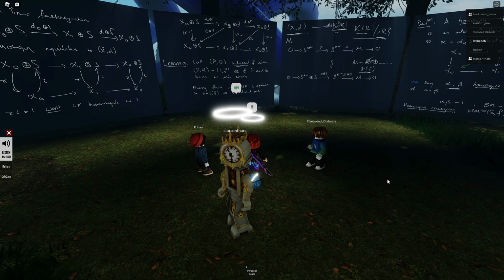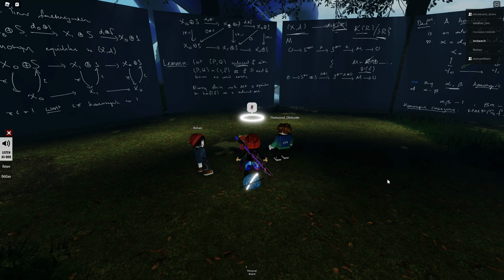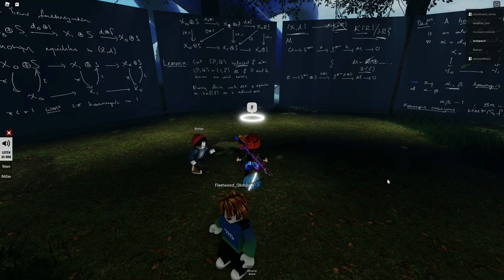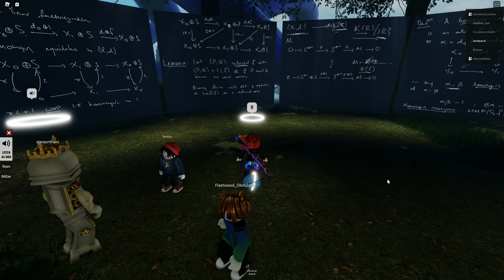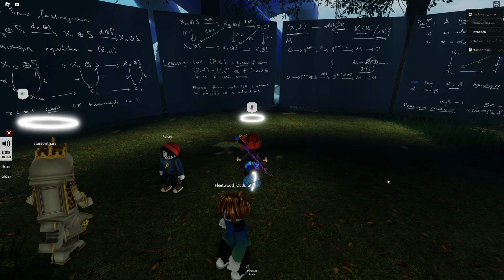Rohan, on the boards over yonder where the SLT session was, I at least figured out that the Annihilator is contained in the ideal generated by X plus Y. I didn't quite finish your exercise, but I was trying to do it.